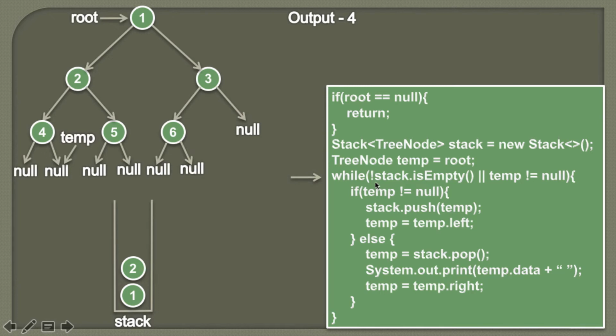So in the while block we'll check whether stack is empty or not. Currently stack is not empty and temp is equal to null. Therefore the condition in the while block comes out to be true. Then we'll check whether temp is equal to null or not. Currently temp is equal to null, therefore the condition in the if block comes out to be false, and the else block will be executed.